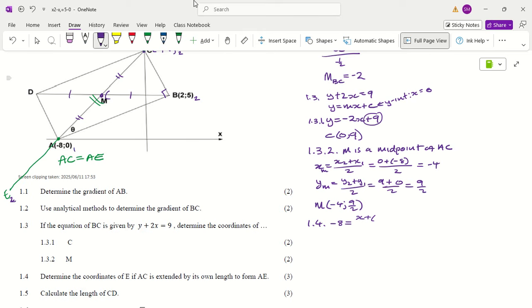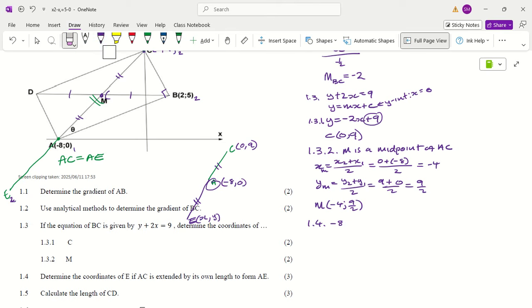So what we'll do here, let me just do a diagram here. If we have, let's just say AC, here is A and then here is C. Extending AC by its own length would mean that now I'm going to create a new point here. Here's my new point, and then this is point E. But now AE is equal to AC. So meaning that A is now the midpoint, and then I'm going to use C, which is 0 and 9, and then E is unknown, which is X and Y, and then A is the midpoint, which is -8 and 0. So those are the coordinates that we're going to use here.